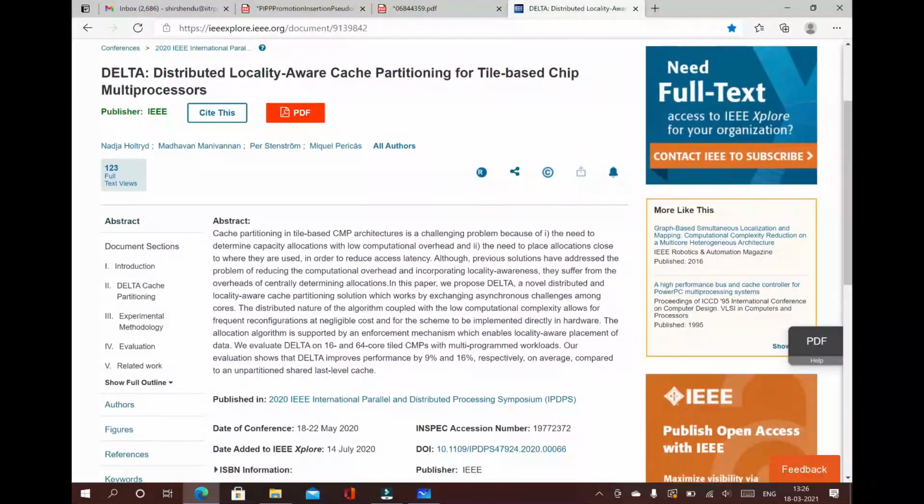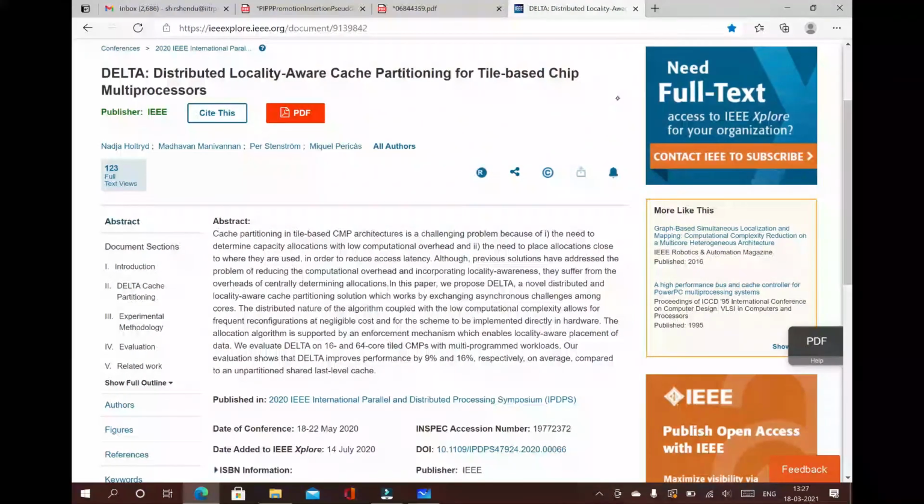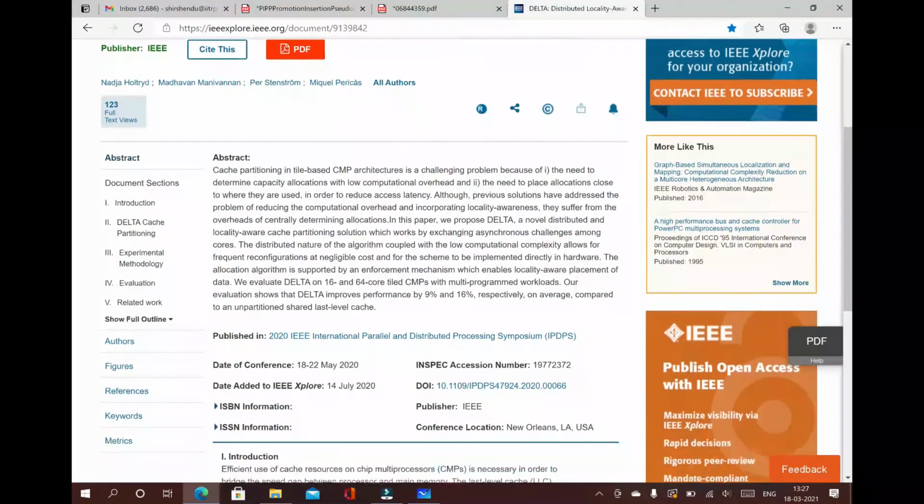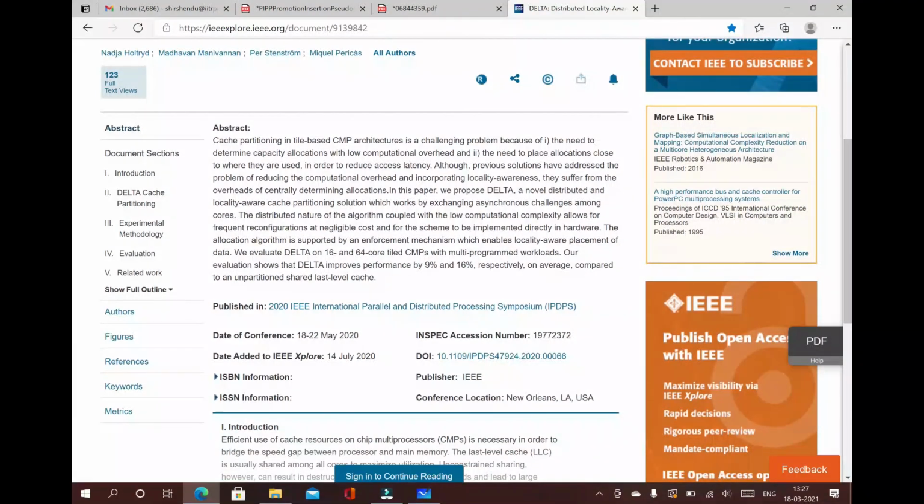This is a paper, DELTA: distributed locality-aware cache partitioning for tile-based chip multiprocessors. This is a cache partitioning technique proposed for tile-based chip multiprocessors. I hope you know what a tile-based chip multiprocessor is, right? Tile-based chip multiprocessor means TCMP, and I've shown you a diagram of TCMP in many lectures. This is a very recent, very interesting paper, published just last year, 2020. I'll try to explain this paper next week, so that you get some idea of how cache partitioning techniques are used in modern days.